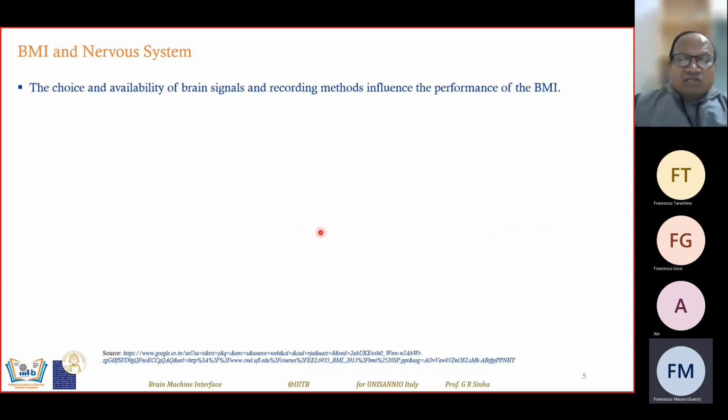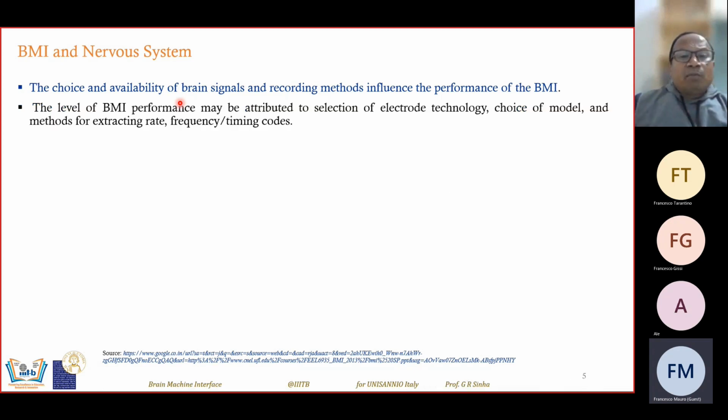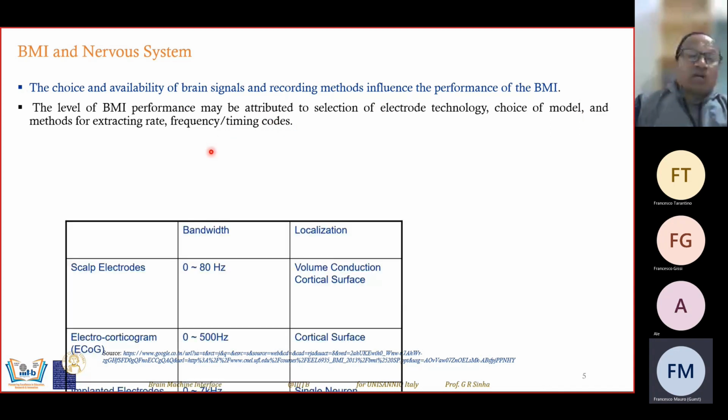So for BMI and the nervous system, the choice and availability of brain signal and recording method always affects the performance. Which choice, which method you are using, what type of brain signal. This is already explained in the previous diagram. If you go even deeper, you get better signal and better signal strength. The level of performance is also attributed to the electrode technology, how electrodes have been fabricated, the type and quality of electrode, choice of model, methods for extracting the features, the frequency and timing codes, and the coding method.